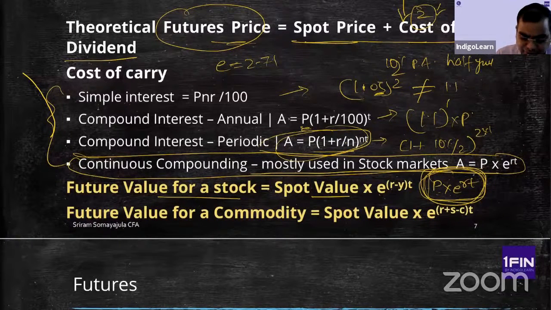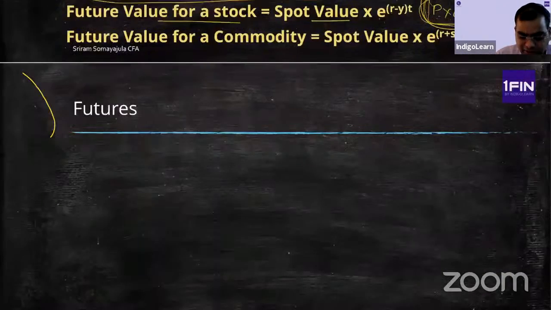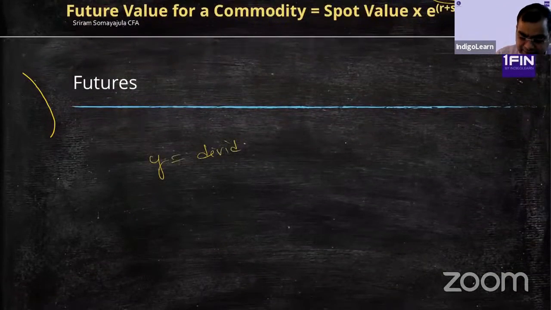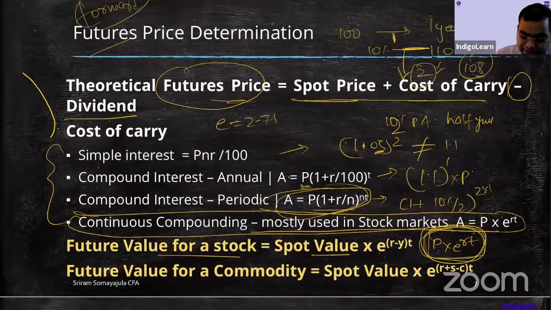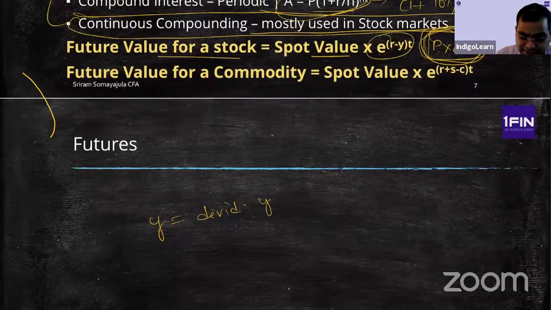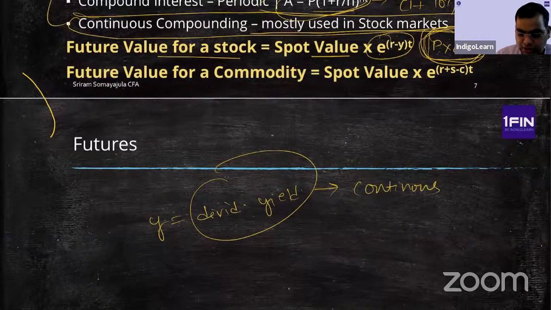What is this y? y is equal to dividend. I said we are adding the cost of carry and subtracting dividend, so that is taken into account here. y is dividend, and it is not simple dividend. It is dividend yield, and this dividend is also a dividend yield on a continuous compounding basis.